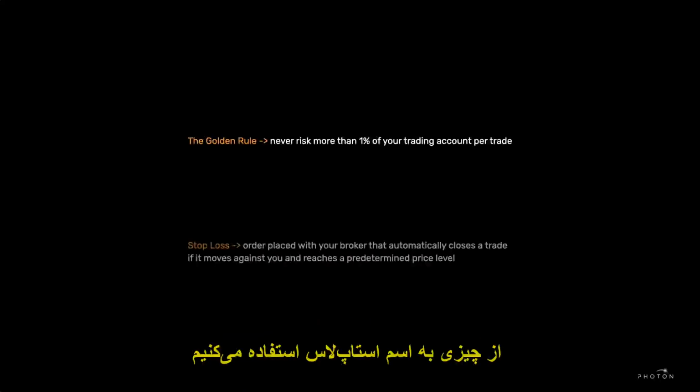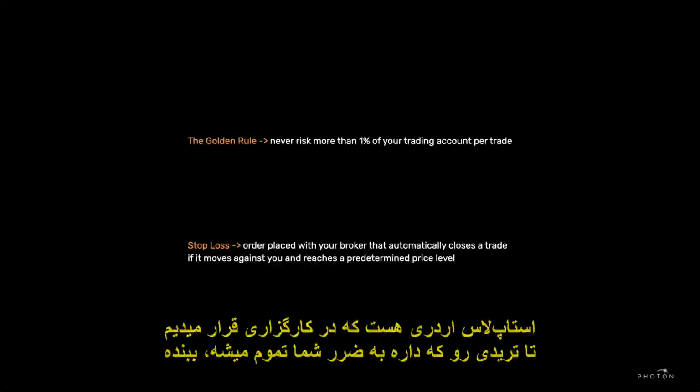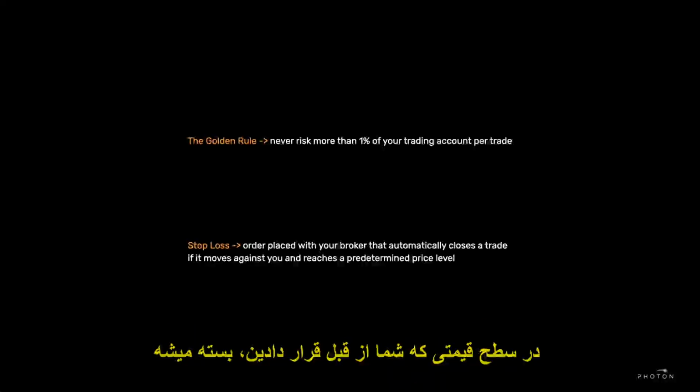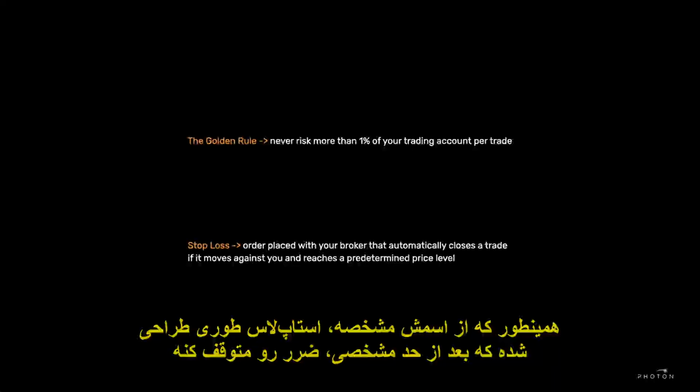But how do we actually make sure that we cap our risk at 1% on each trade that we execute? Well, we use something called a stop loss order. A stop loss is simply an order placed with your broker that closes a trade if it moves against you and then reaches a predetermined price level that you set. As the name indicates, a stop loss is designed to stop any loss after a certain point.